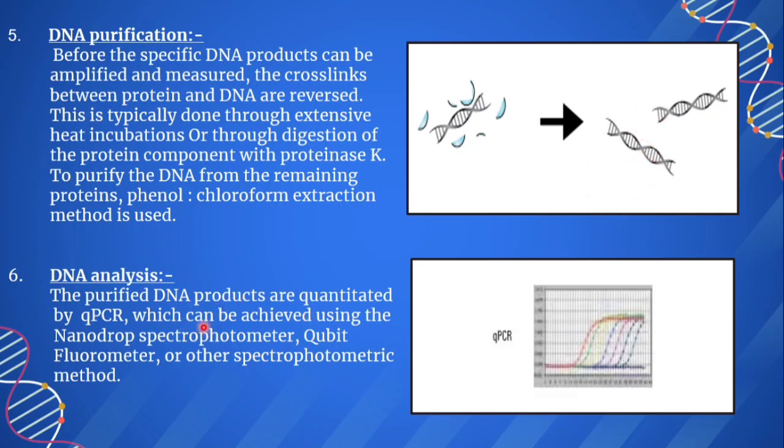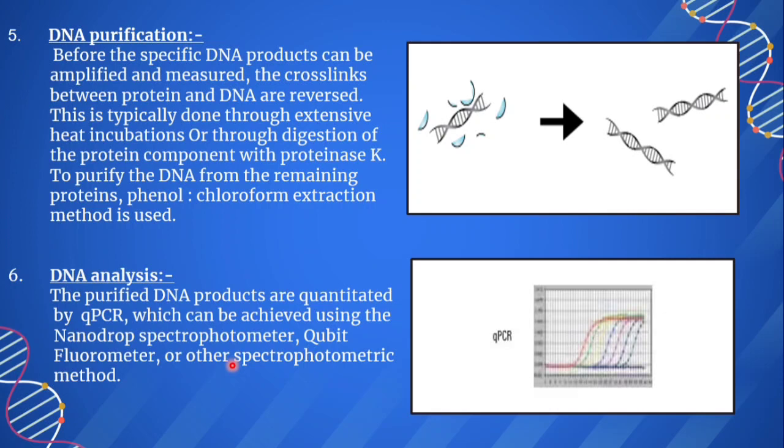The last step is DNA analysis. The purified DNA products are quantitated by quantitative PCR, which can be achieved using methods like nanodrop spectrophotometer, Qubit fluorometer, or other spectrophotometric methods.